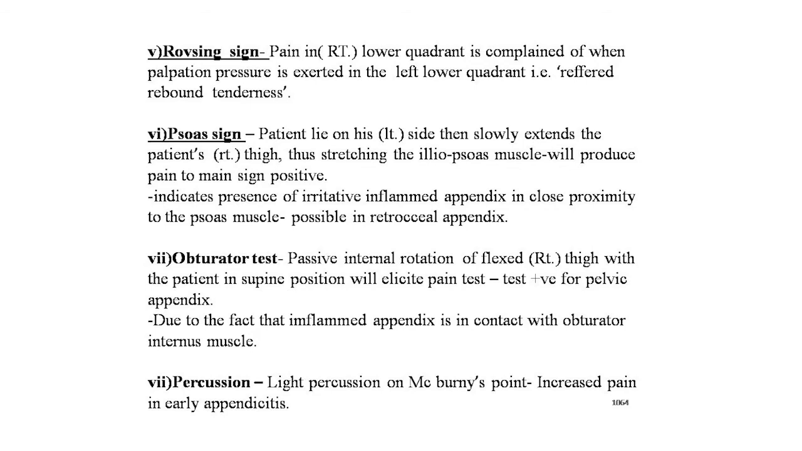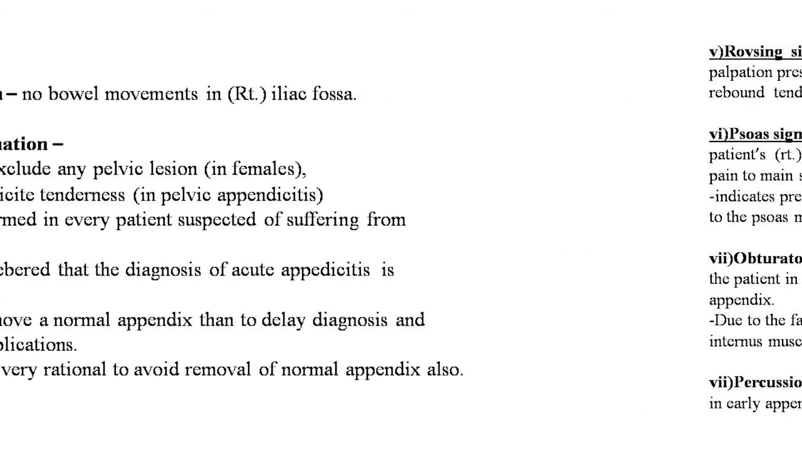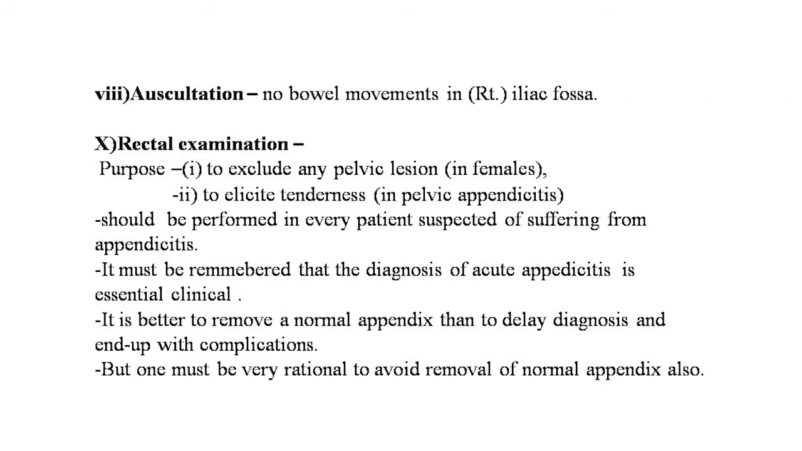Percussion test. Light percussion on McBurney's point increases pain in early appendicitis because there is a local peritonitis. Auscultation. On auscultation, there are no bowel movements in the right iliac fossa. There is a paralytic ileus for some period. Now the rectal examination. The purposes of rectal examination in appendicitis are to exclude any pelvic lesion in females, to elicit tenderness in pelvic appendicitis. It should be performed in every patient suspected of suffering from appendicitis.